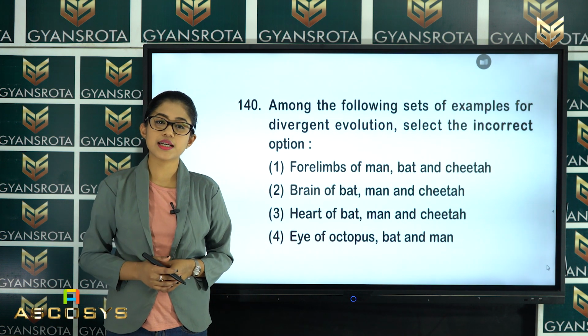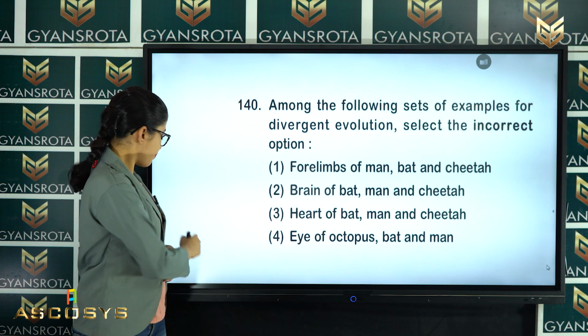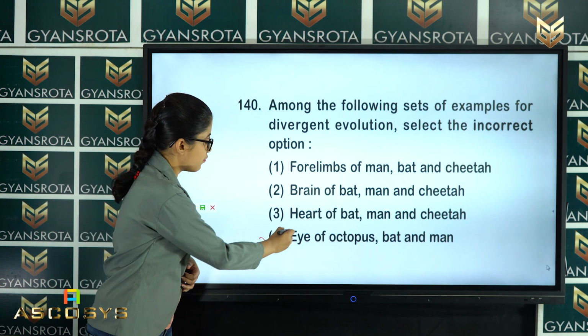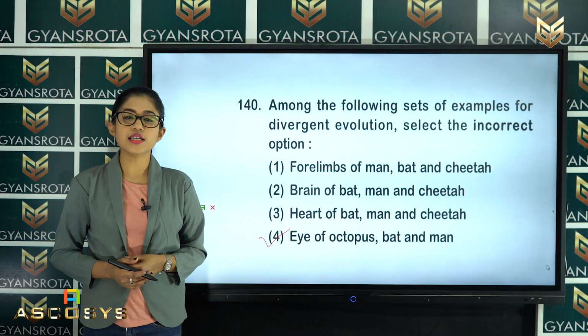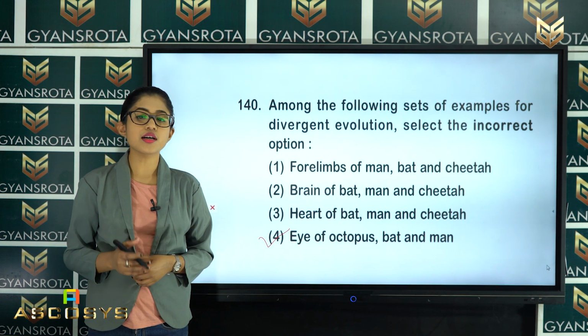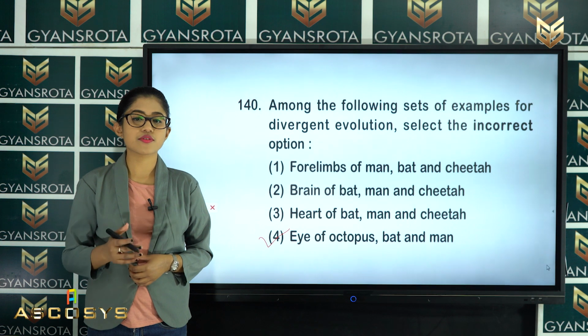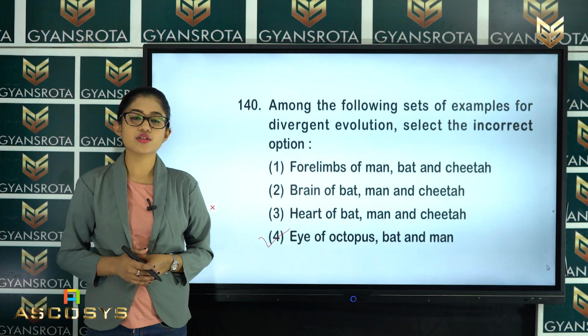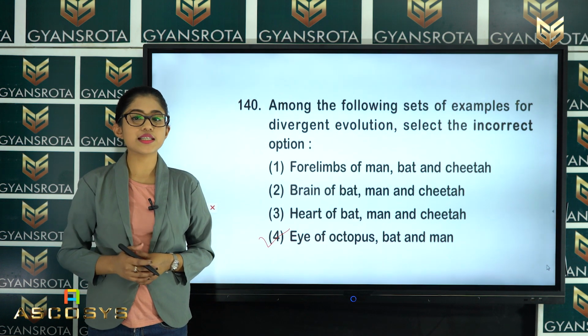So, which among them is the correct answer? That is option number 4. So, option number 4 is the correct example for convergent evolution and not divergent evolution. So, this is from the chapter Evolution of class 12. Now, let us see the next question.